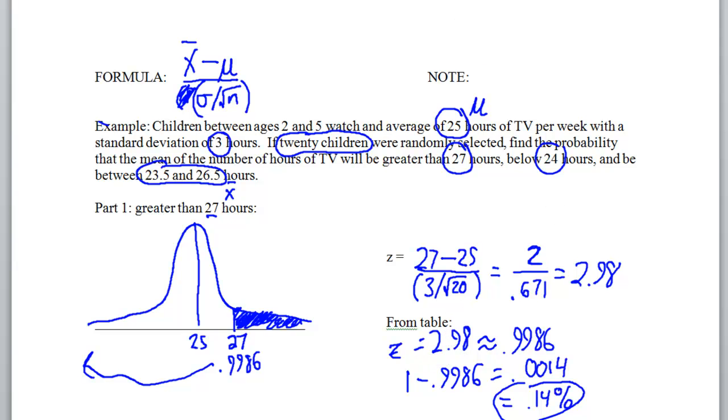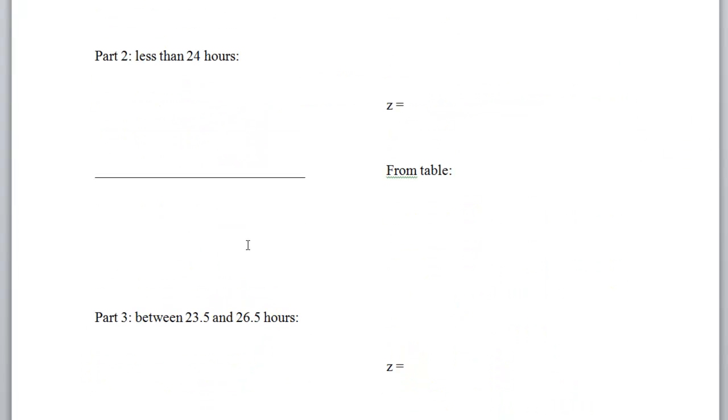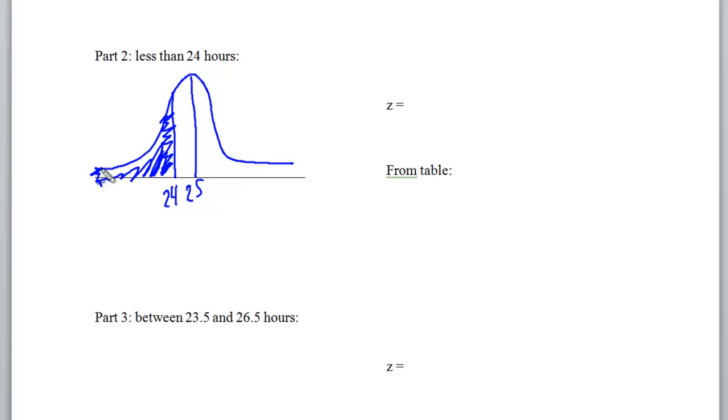Now let's do the next problem. We're going to try to see what's the probability that there will be less than 24 hours as their average. So again, we're going to make another small distribution right there. Our average is still 25, and we want to see if we pick a group, what's the percentage chance that group will have an average of less than 24 hours.